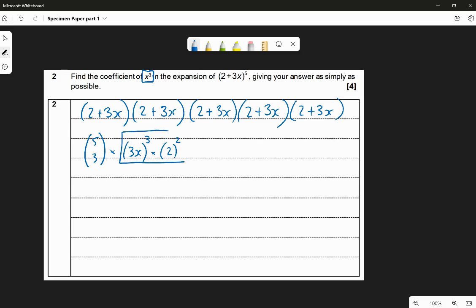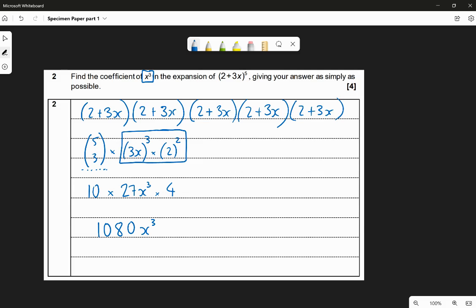So this is one of the ways of getting the x cubed term, and this is the number of different ways I could get the x cubed term. And so that would give me all the different possible ways which we could combine together. So 5 choose 3 is 10. There are 10 different possible options of getting the x cubed term. 3x to the power of 3 is 27x cubed, 3x times 3x times 3x. And 2 squared is 4. And then when I combine those together, that's 1080 x to the power of 3.